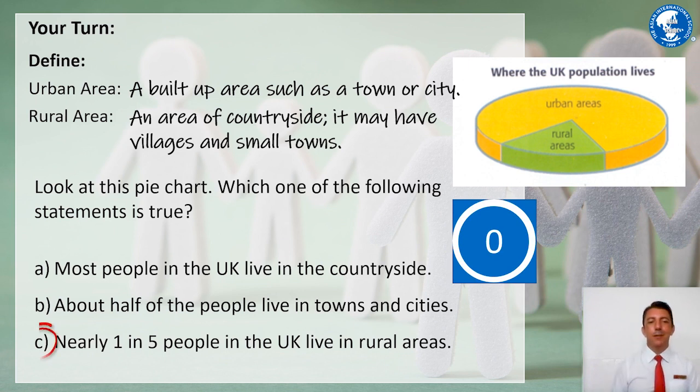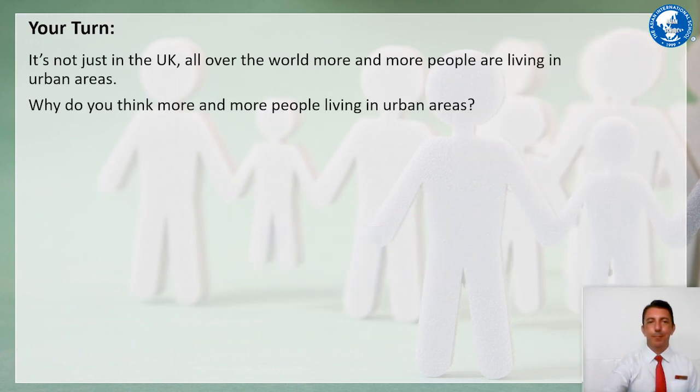Okay, and the correct answer is C. Nearly 1 in 5 people in the UK live in rural areas. So almost 20% live in the countryside and about 80% live in the cities. And it's not just in the UK. All over the world, more and more people are living in urban areas. So why do you think more and more people are living in urban areas? Why do people choose to move from the countryside to the cities?